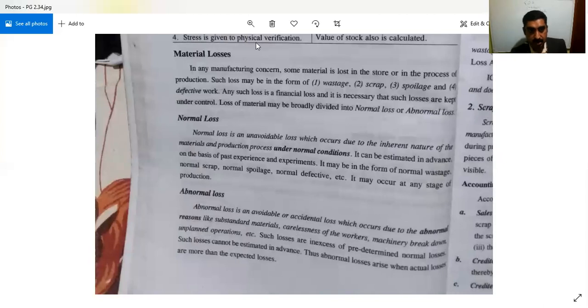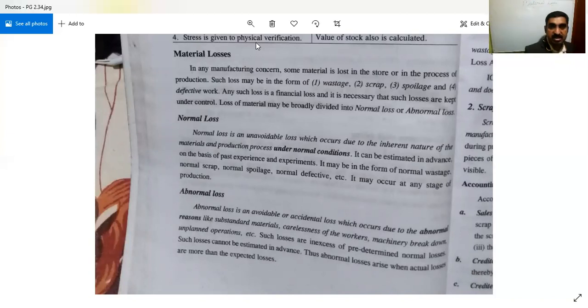Next, material losses. What is that? അതായത് നഷ്ടങ്ങൾ. സാധനങ്ങൾ യൂസ് ചെയ്യുന്നതിനിടയ്ക്ക് വരുന്ന നഷ്ടങ്ങളെയാണ് മെറ്റീരിയൽ ലോസസ് എന്ന് പറയുന്നത്. അത് പലതരത്തിലുണ്ടാകും. Okay, we will look into that. What are the material losses? So next heading, material losses.